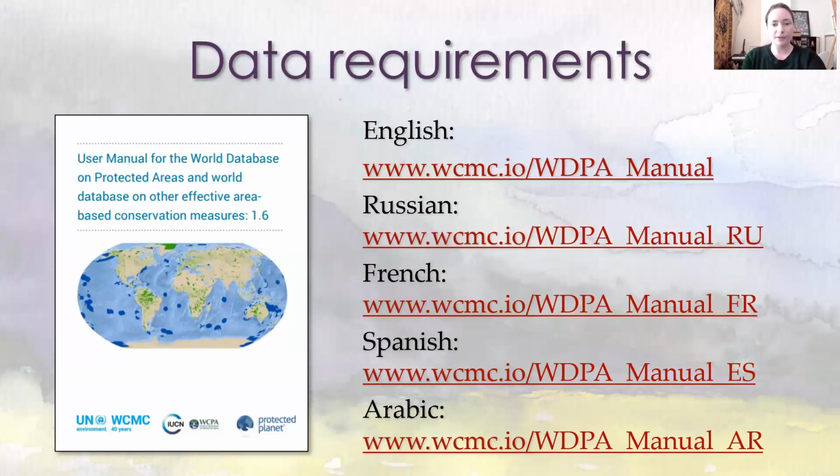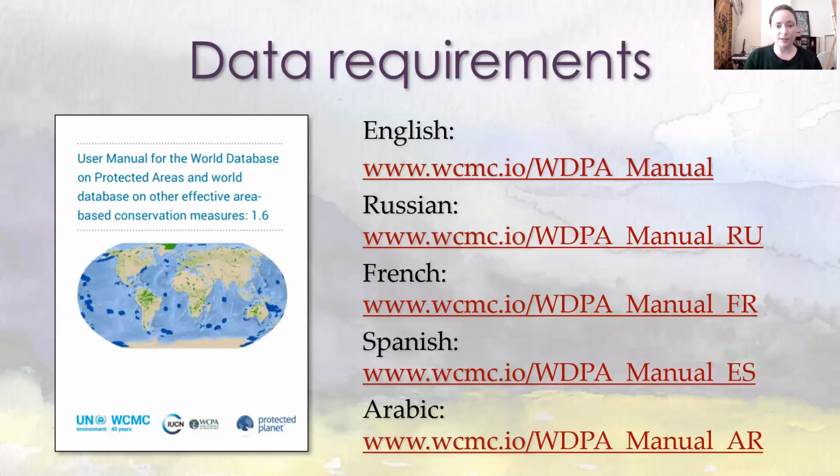In terms of the specific data requirements, there are more details in the WDPA manual, which is available in multiple languages via the links on the screen. But briefly, there are 4 things that we require. The first is spatial data in a GIS format. We strongly encourage polygons representing the boundaries of protected areas, but point locations are also accepted.